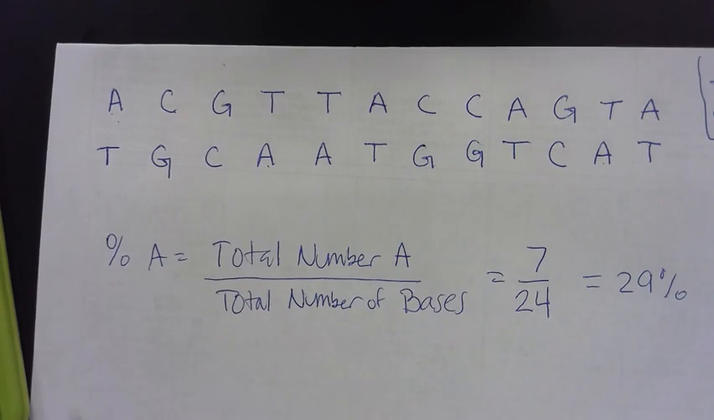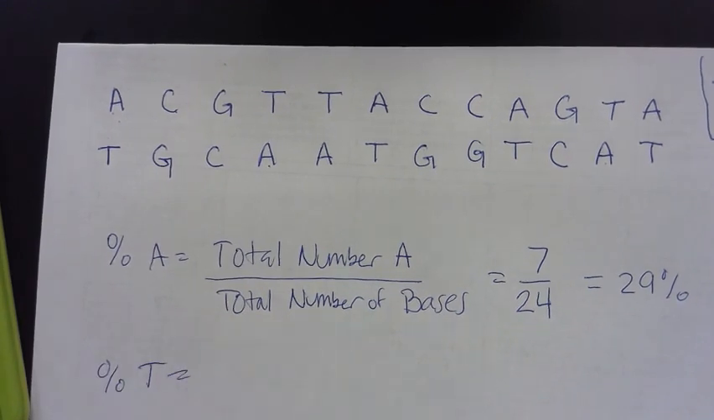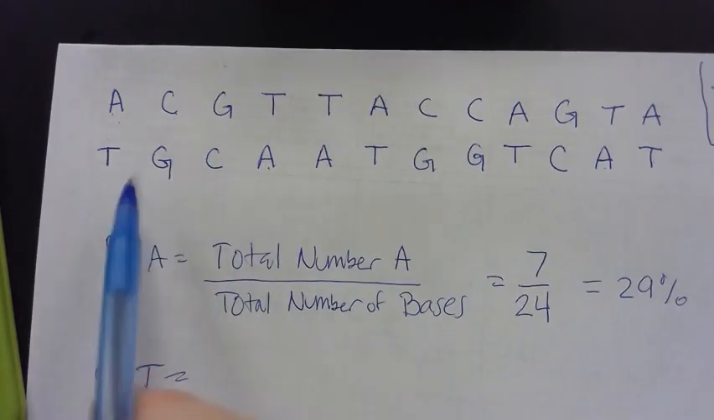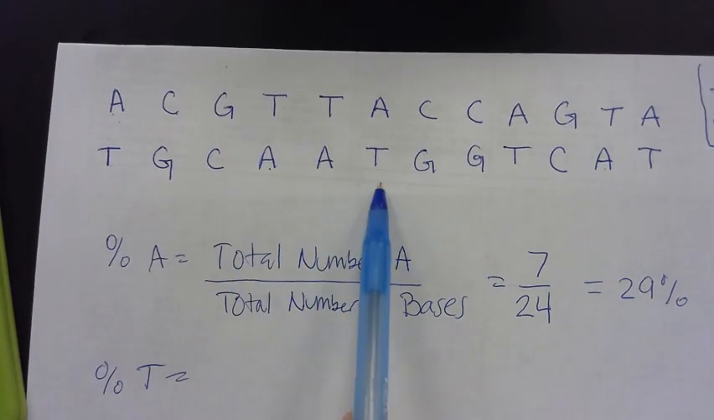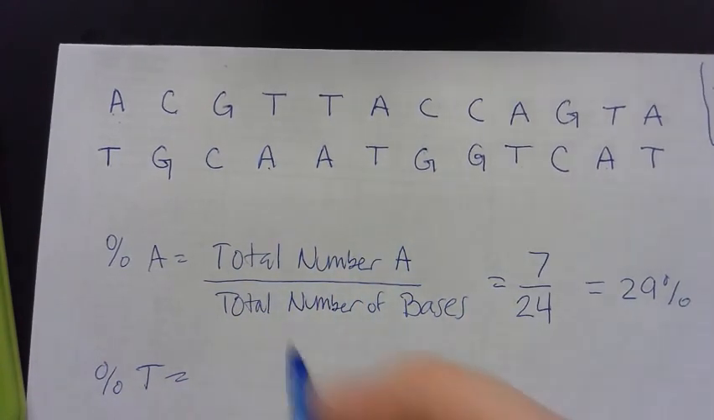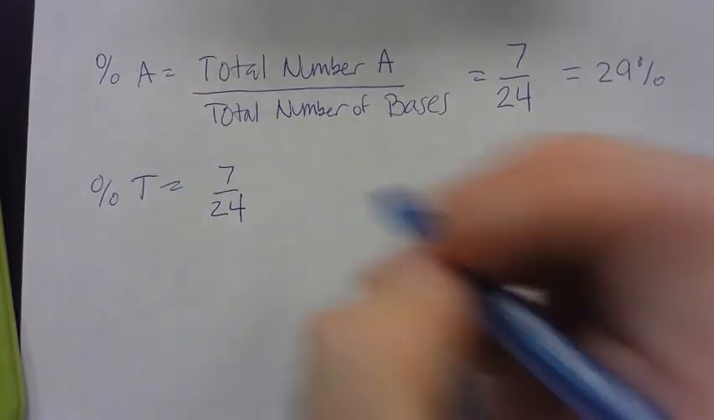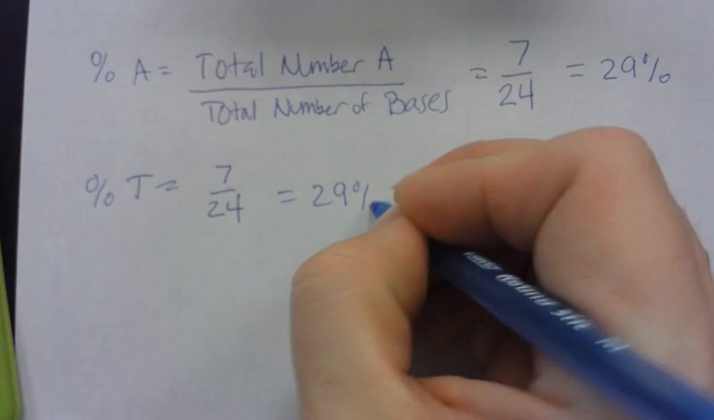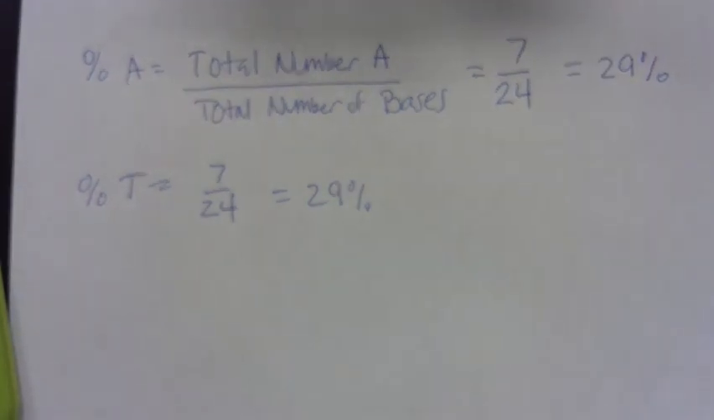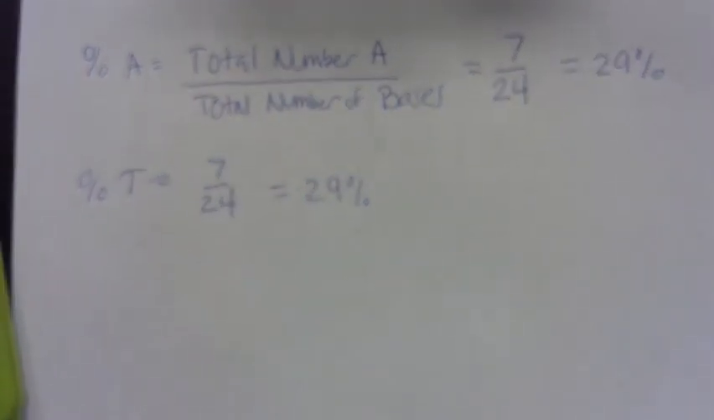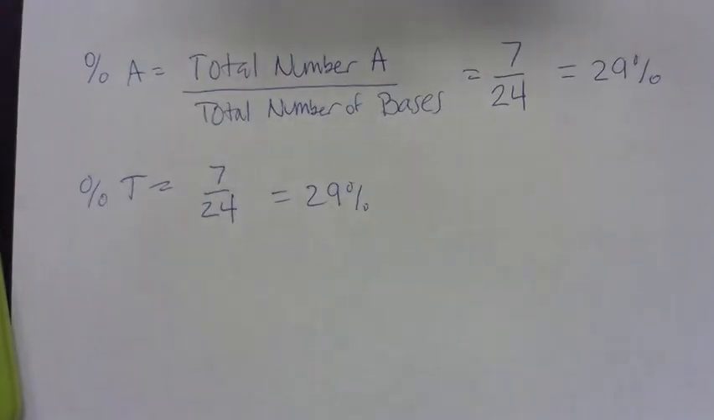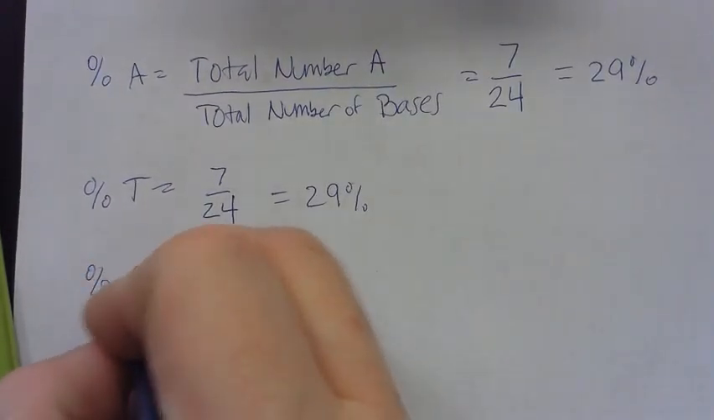If I wanted to find the percent T, again, just go up here and count the T's. 1, 2, 3, 4, 5, 6, 7. So I would again have 7 out of 24, which would give me 29%. And that makes sense because the percentages of A's and T's should be the same because A's and T's bond together.